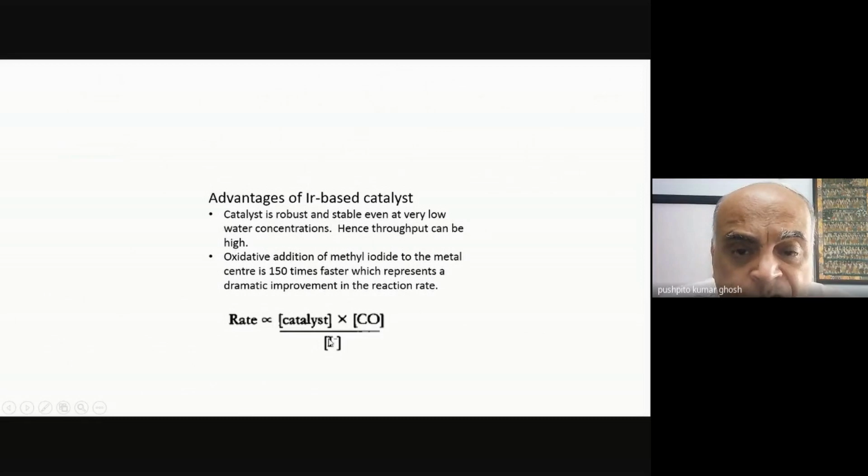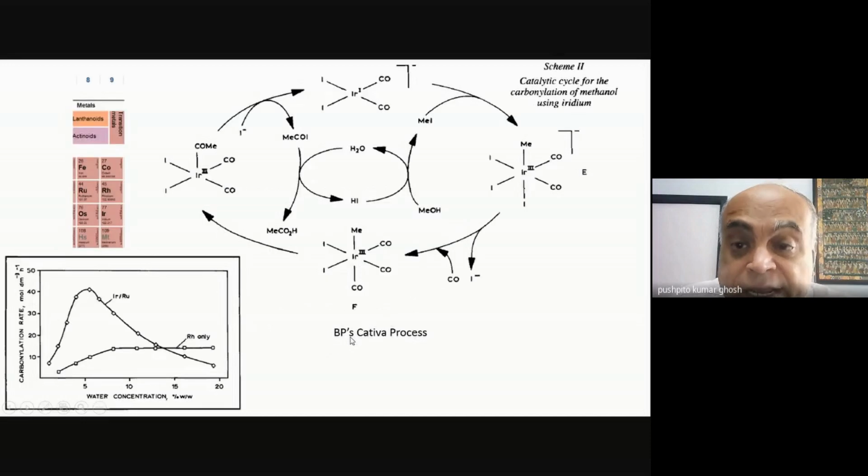So the advantages were that the catalyst is robust and stable even at very low water concentration. Hence throughput can be high, and also the rate of the reaction was high. Oxidative addition of methyl iodide to the metal center is 150 times faster, which represents a dramatic improvement in the reaction rate. In other words, this oxidative addition of methyl iodide in some ways was the rate limiting step. So that actually got overcome with the iridium catalyst.